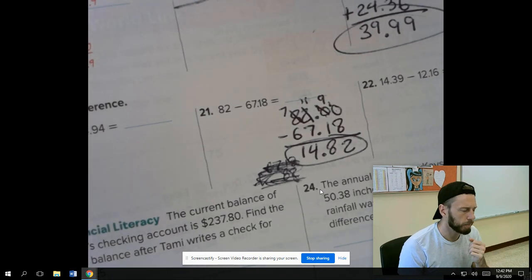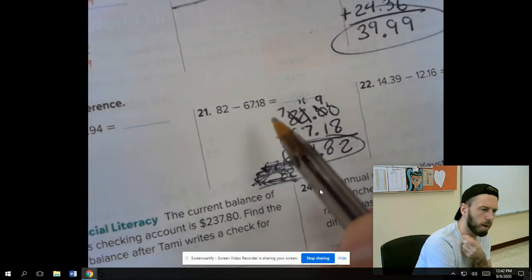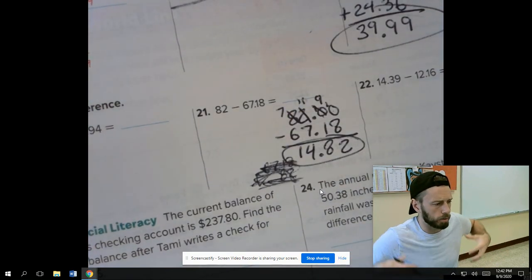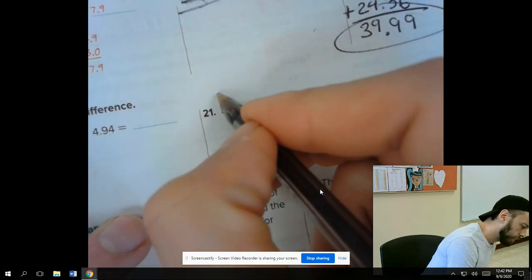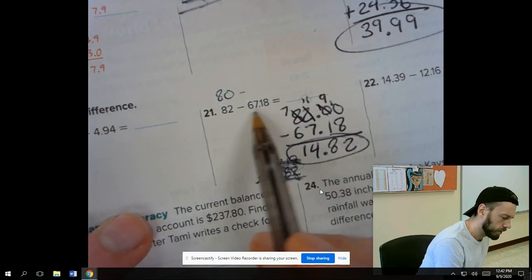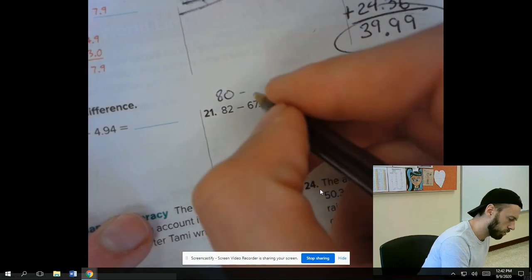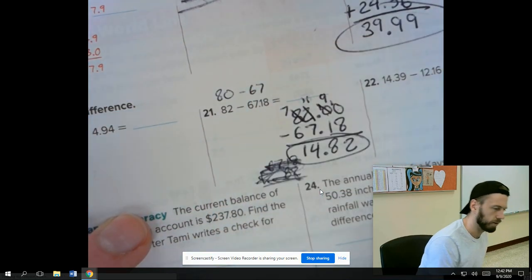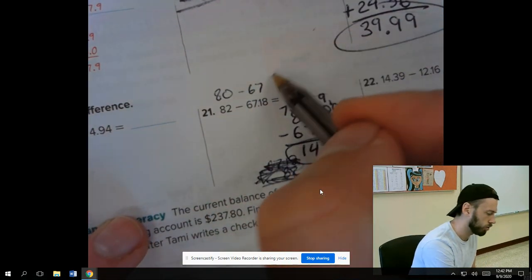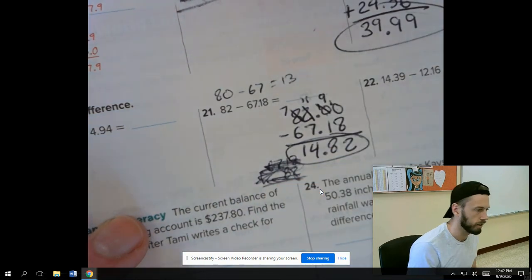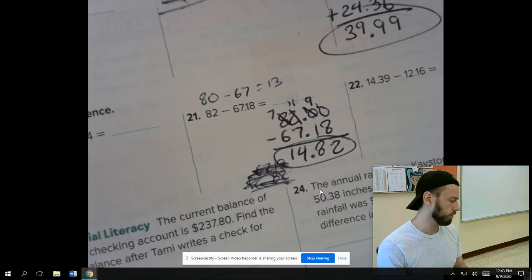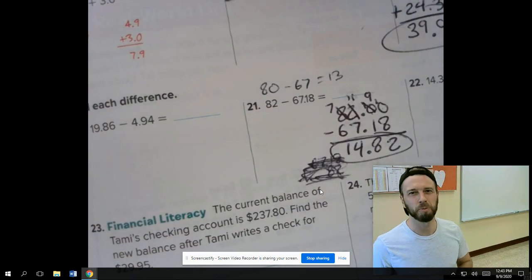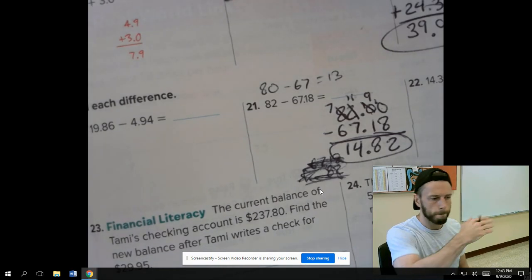I think that answer makes sense because if I were to estimate this problem really quickly in my head, and I don't necessarily like making you guys do it on paper, but this is something that should be efficient in your head, I would say this is close to 80, and I would say that 67.18 is pretty close to just being 67. And then the difference between those two numbers is 13. So if I had to estimate in my head really quick, I would say my answer should be close to 13. I think 14.82 is pretty close to 13. That's reasonable enough for me to say. That's my answer. Moving on.